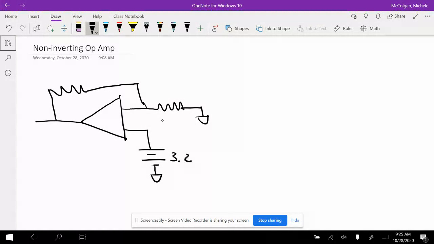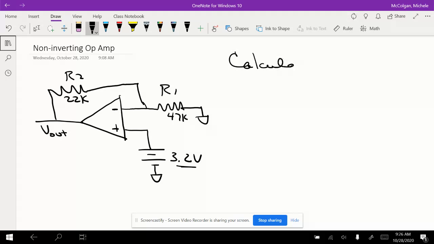This is 3.2 volts. This is the non-inverting. This is the inverting. This is R1, and it's 47K. This is R2, and it's 22K. This is our V out. So 3.2 volts is our V in, and we need to calculate voltages and currents.